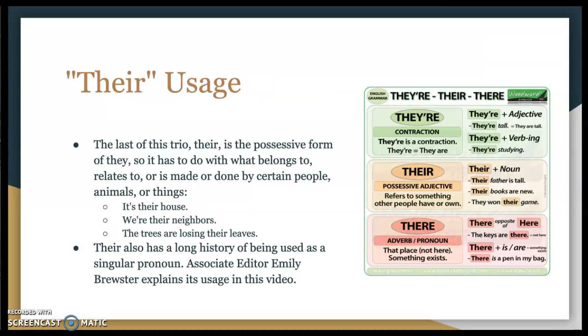Their, T-H-E-I-R, the last of this trio, is a possessive form of they. So it has to do with what belongs to, relates to, or is made or done by certain people, animals, or things. It's their house. We're their neighbors. The trees are losing their leaves. Their also has a long history of being used as a singular pronoun.